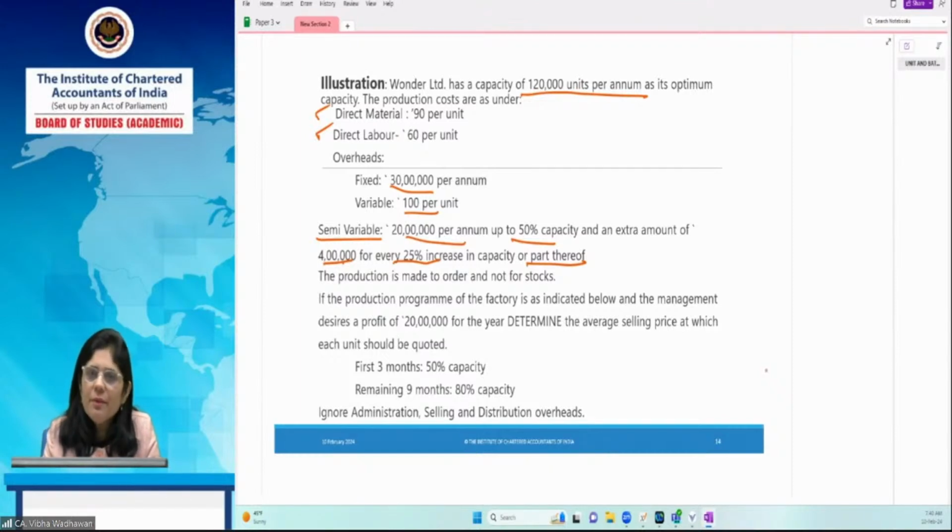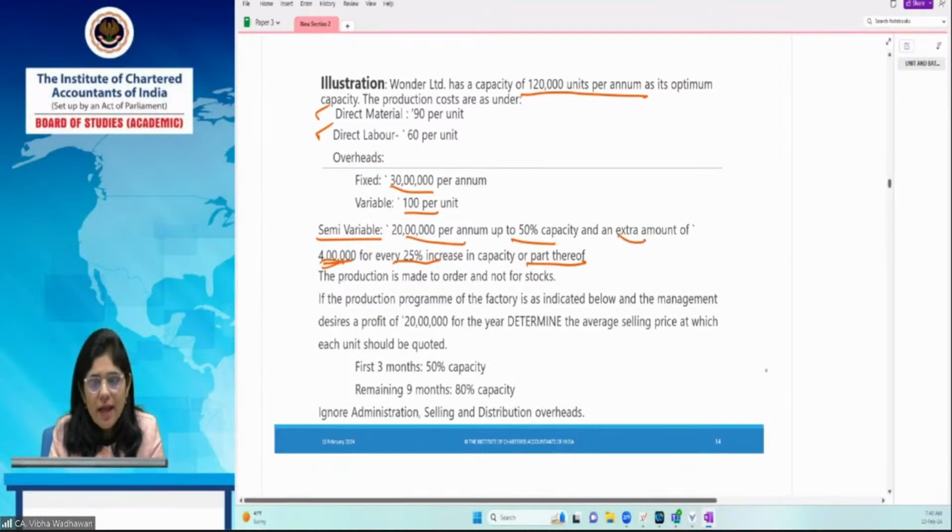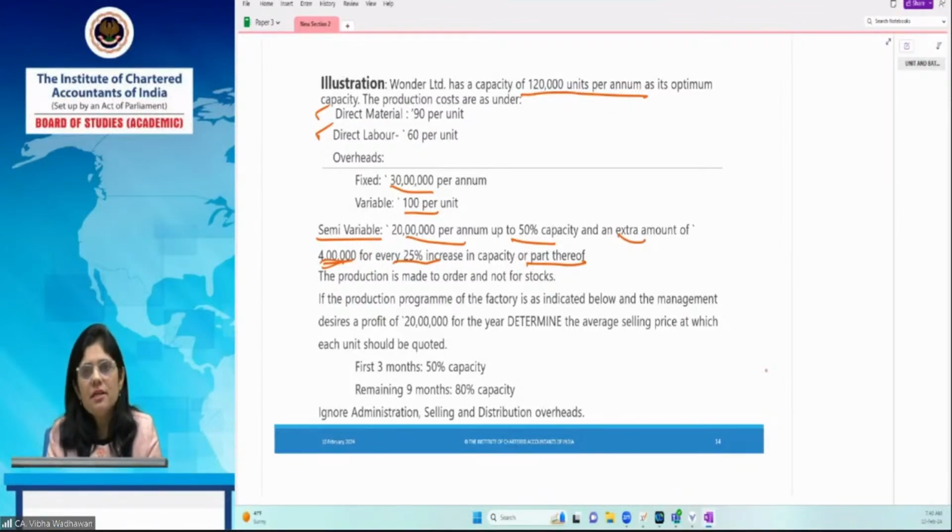20 lakh will be there till 50. Then plus 25 more, that means plus 4. And then 5% more. Even for 5%, you have to add 4 lakh, because they are saying an extra amount of 4 lakh for every 25% increase. So if it's a 25% increase, then it will be straight away 4 lakh. But even if it is less than 25, still it will be 4 lakh because it's saying 'or part thereof'.